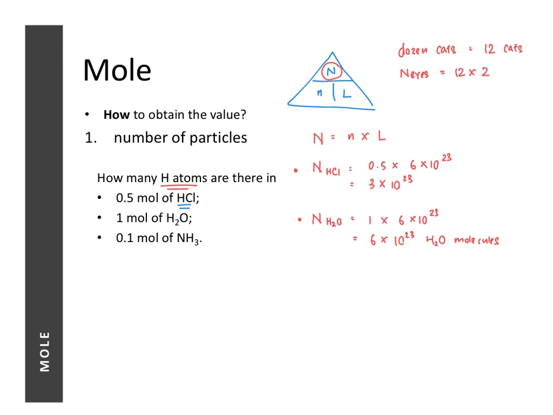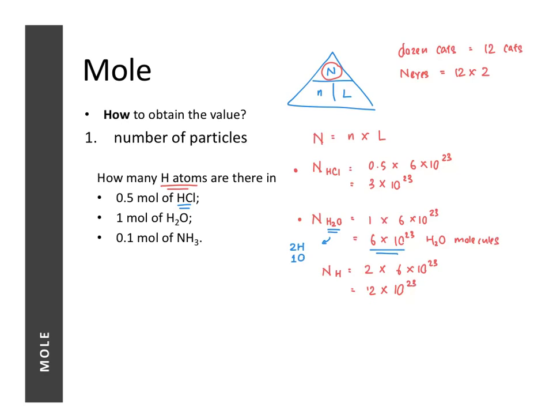Okay, now what we have just found over here, the number of particles, is for water molecules. Now if you were to look at the formula of water, each water molecule is actually made up of 2 hydrogens and 1 oxygen atoms. Okay, so the number of hydrogen atoms present will be equals to 2 times the number of water molecules present, which will give you 12 times 10 to the power of 23.